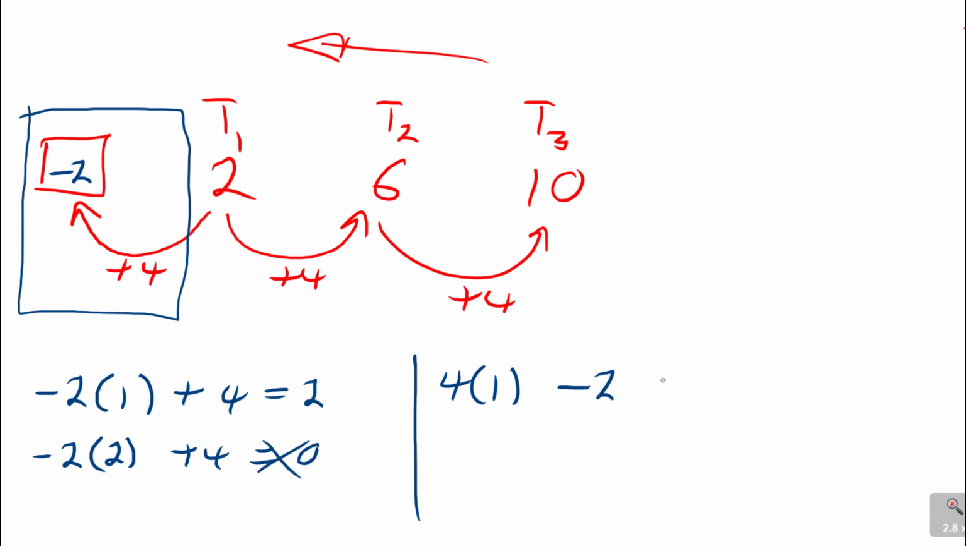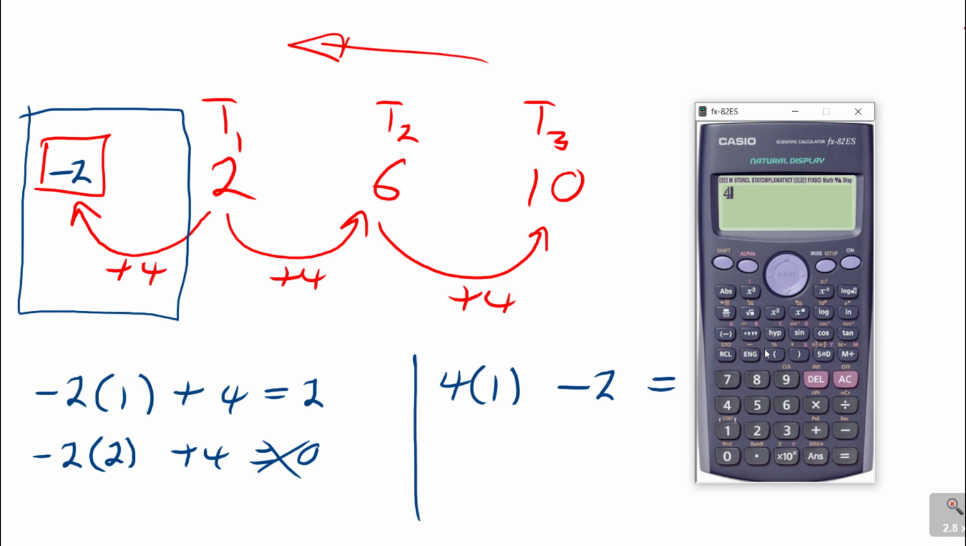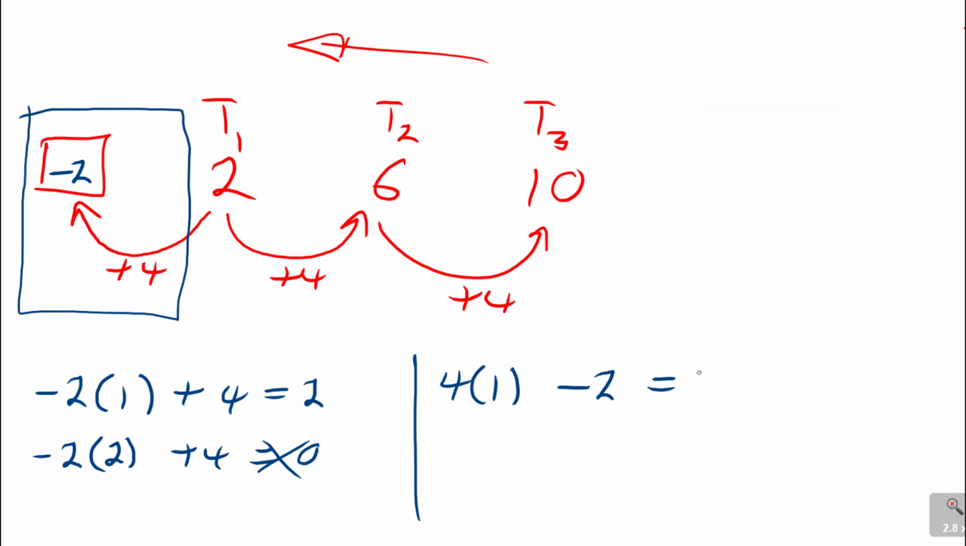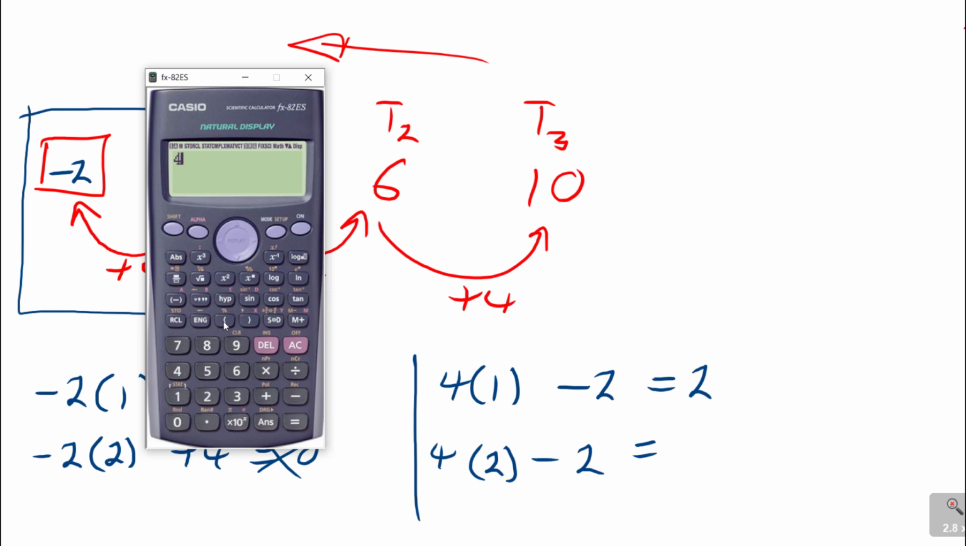So let's start with the other one. This one is 4, 1 minus 2. If you use that, let's see what it's going to give us on the other side. So it is 4 times 1 minus 2. It still gives me a 2. Okay, let's continue. Instead of 1 now we put 2 minus 2, what does it give me? Use the calculator again to say 4 bracket 2 minus 2. There we go. You see, it gives me a 6.